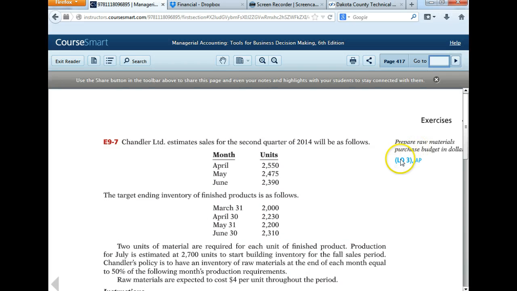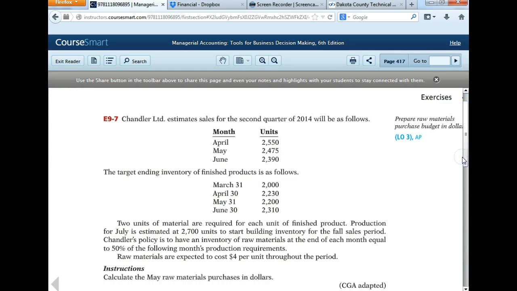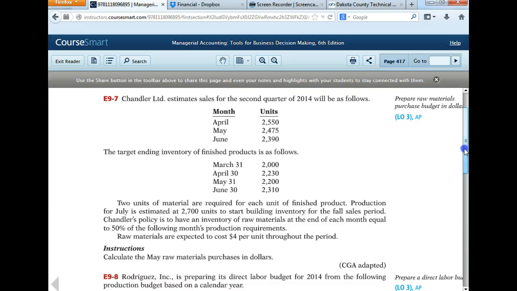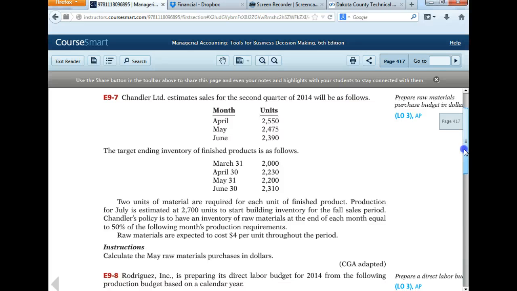It really is. 9-7. Chandler Limited estimates sales for the second quarter of 2014 to be as follows. April, May, and June. The target ending inventory of finished products is shown here. 2 units of material are required for each unit of finished product. Production for July is estimated at 2,700 units to start building inventory for the fall sales period. Chandler's policy is to have an inventory of raw materials at the end of each month equal to 50% of the following month's productions, and they give us the cost per unit.